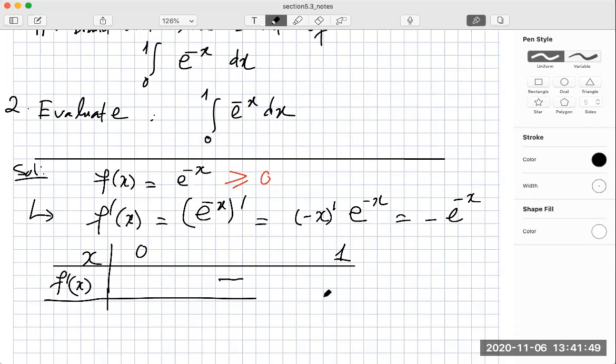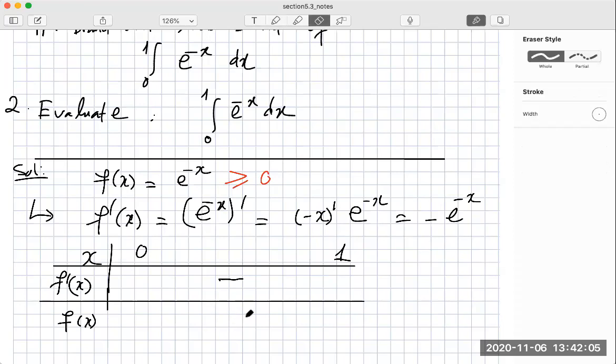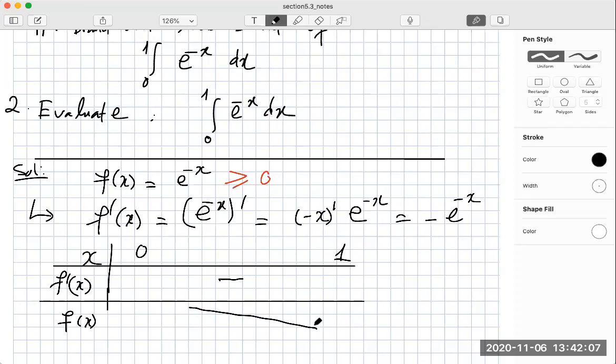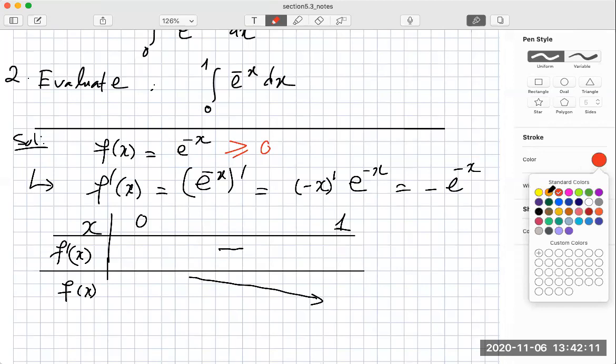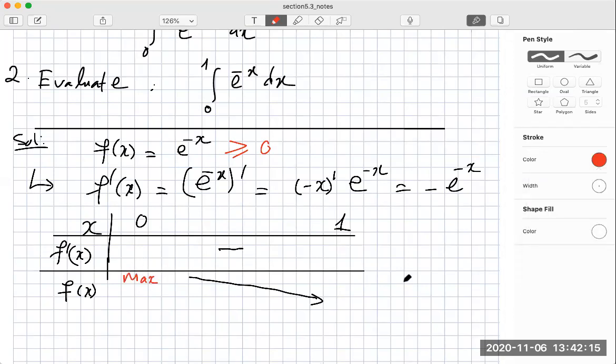Because it is always negative, from the first derivative, it will tell us that the function f(x) is always, is it increasing or decreasing? Yes, decreasing. So let us make it this way. Decreasing, right? So what is the maximum and what is the minimum? Yes, max is at 0 and min is at 1, right?